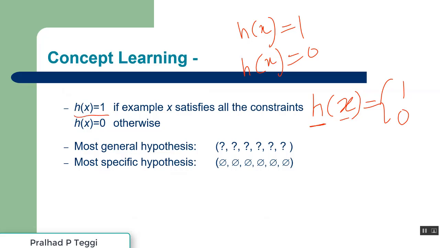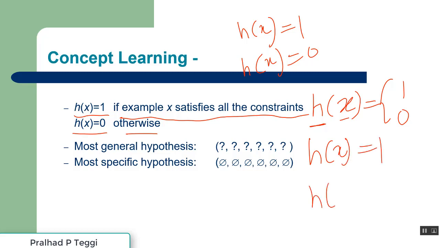So that's what I'm saying. h of x equal to 1 means the example x satisfies all of the constraints, and h of x equal to 0 means otherwise. I think you have understood the meaning of h of x equal to 1 and h of x equal to 0, where x can take any instance and h is your hypothesis function. When I say h of x is equal to 1, it means this particular instance is going to get satisfied by this particular hypothesis.